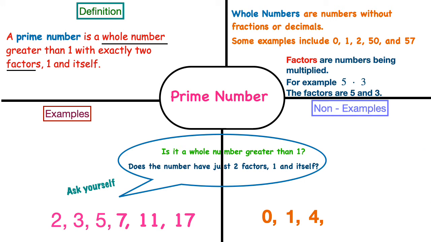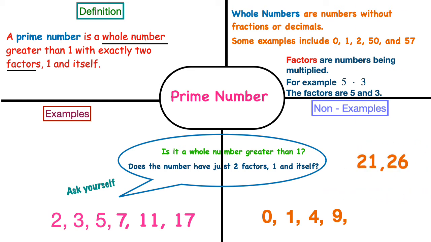Let's look at another one. This time we're going to look at an odd number, the number 9. And just because it's an odd number does not mean that it's a prime number. So let's ask ourselves those 2 questions. Is 9 a whole number greater than 1? Yes. Now let's think of those factors. Well, I know I can get 9 by doing 1 times 9, but I can also get 9 by doing 3 times 3. So the answer to that second question would be no, because 9 has more than just 2 factors, 1 and itself, and 9 is not a prime number.